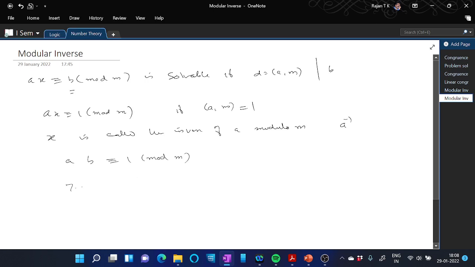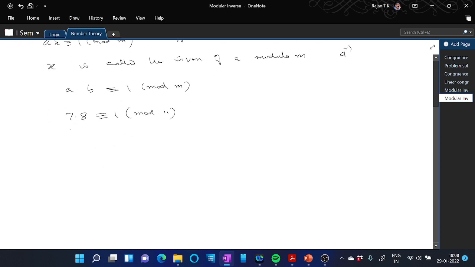For example, 7 into 8 is congruent to 1 mod 11, because 7 into 8 is 56, minus 1 is 55, divisible by 11, and therefore we can say 8 is the inverse of 7 modulo 11. That is, 8 is the inverse of 7 modulo 11, and it is denoted by 7 inverse.